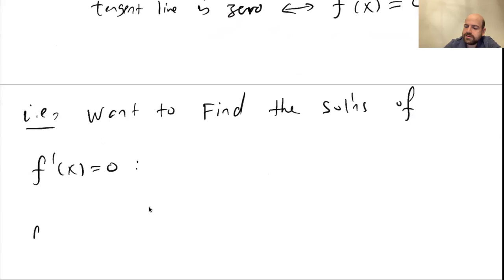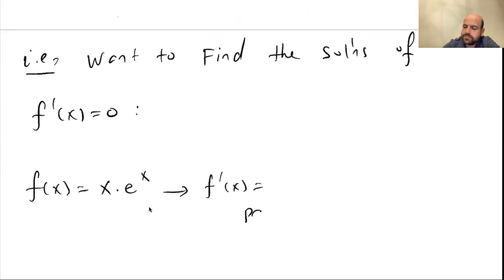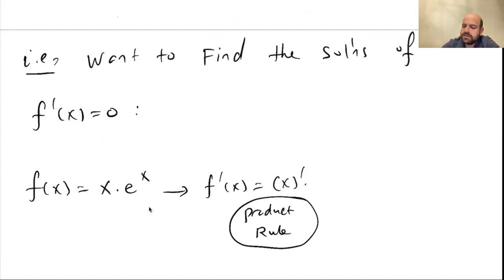So what is f prime of x here? F of x is x times e to the x. So f prime of x will be, I have to use the product rule. The product rule says the derivative of u times v is u prime v plus u v prime. So the derivative of x times e to the x, plus x times the derivative of e to the x. So then this is going to be 1 times e to the x plus x times e to the x. And the answer will be e to the x times x plus 1.